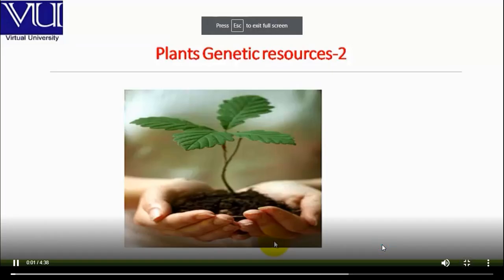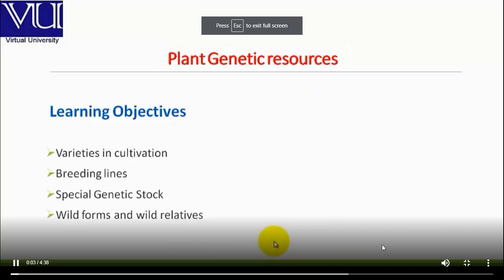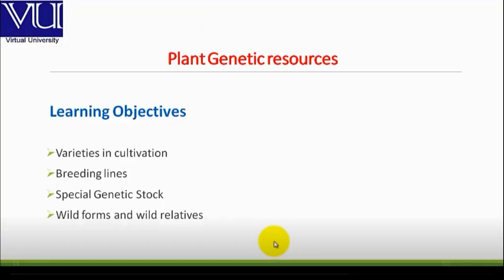Plant genetic resources too. Dear student, in the previous lecture we were discussing plant genetic resources and different kinds of these resources. Now we will continue that lecture and discuss some other kinds of plant genetic resources. The next ones are varieties in cultivation, breeding lines, special genetic stock, and the last one is the wild forms and wild relatives.